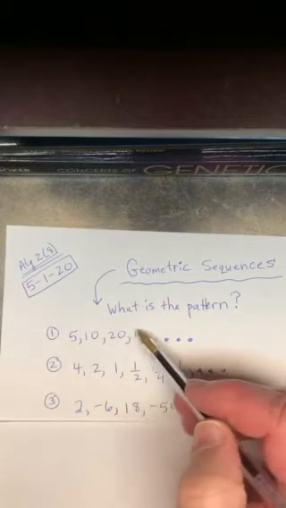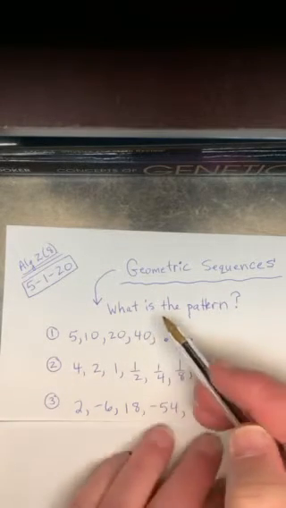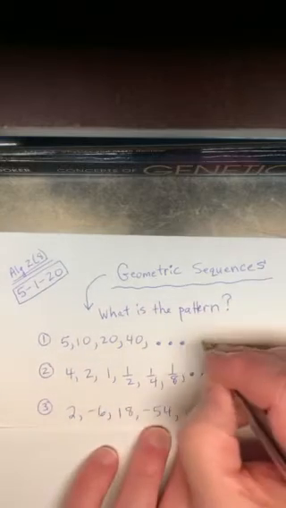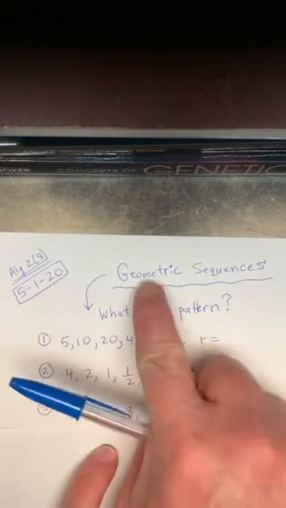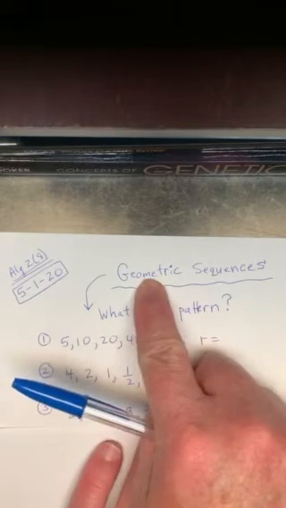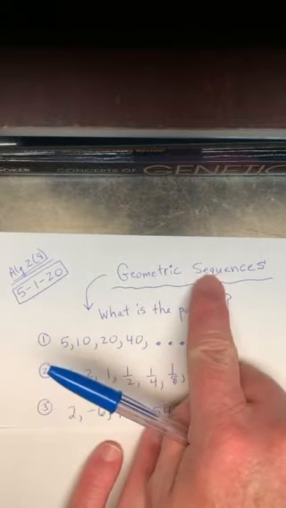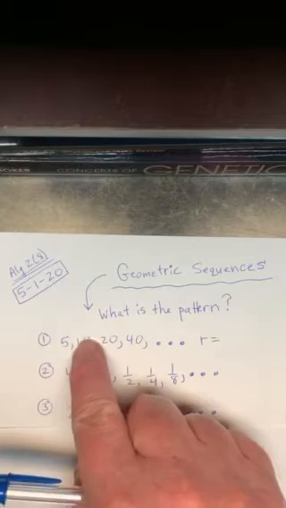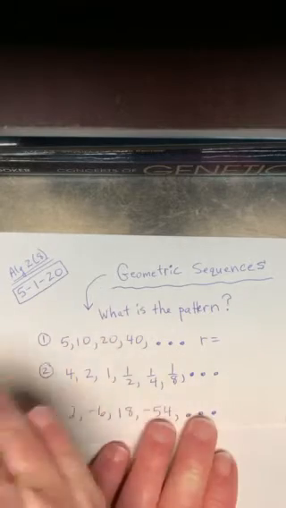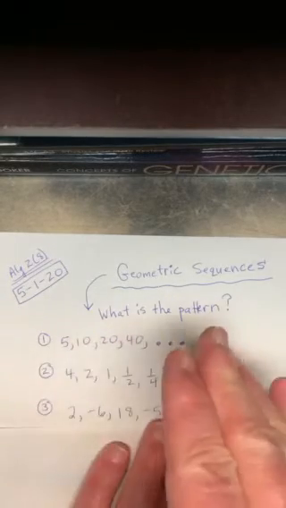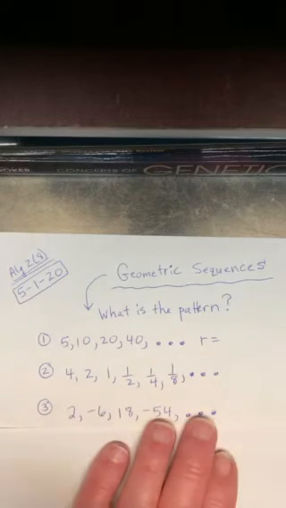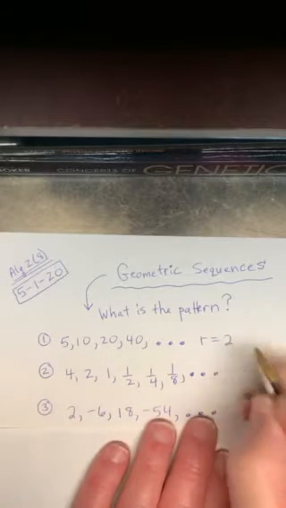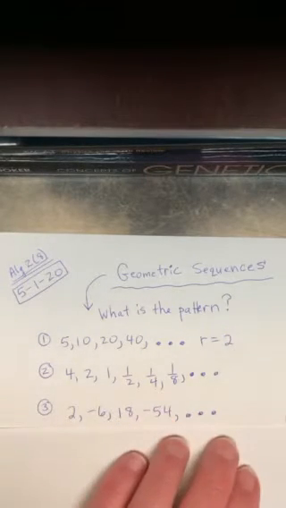Now, the number you're multiplying by is called your common ratio. They will use the letter R on a geometric sequence. So a geometric sequence is a sequence of numbers where the next number is found by multiplying each time by a common number, in this case, a common ratio, and the ratio would be 2. Do you agree?